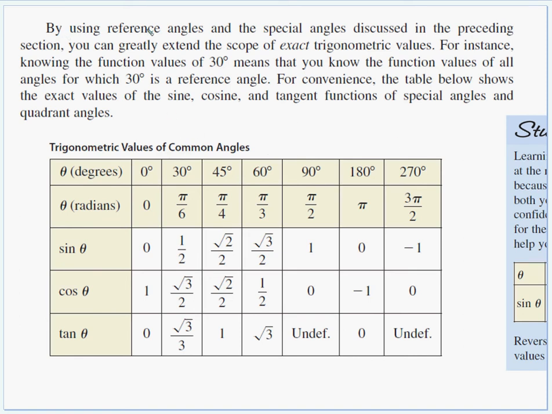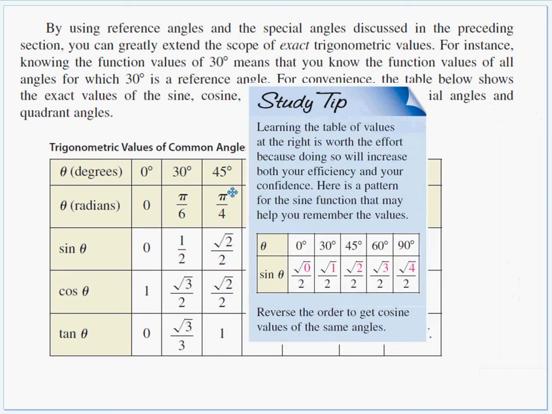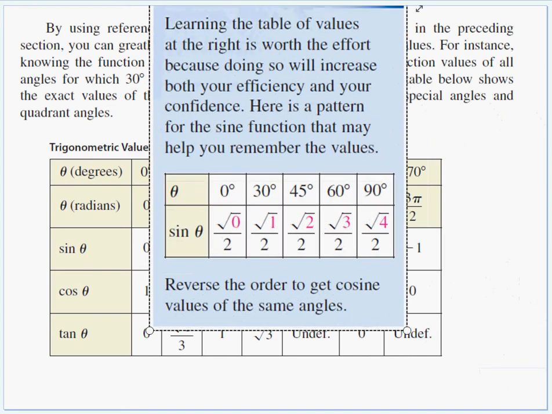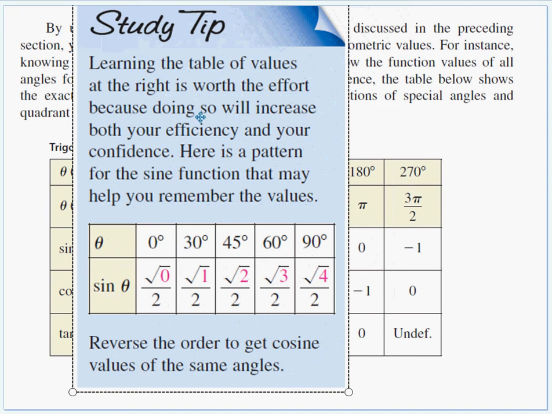So the book says by using reference angles and the special angles discussed in the last section, we can greatly expand the scope of our exact trig values. For instance, knowing the values of 30 degrees means you know the function values for all angles that have a 30-degree reference angle. For convenience, the table below shows exact values for some of our specials. And here I think the book finally points out the pattern. Learning the table of values is worth the effort because doing so will increase your efficiency and confidence.